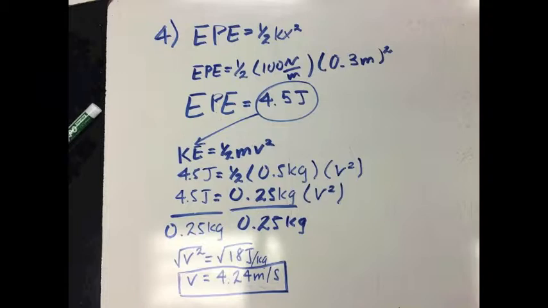And since energy can't be created or destroyed, joules, which is energy, gets transferred into kinetic energy. And we use our kinetic energy equation, which is equal to 1/2 mass times velocity squared. And we plug in our numbers and find that our velocity equals 4.24 meters per second when the ball releases from the jumping pad.